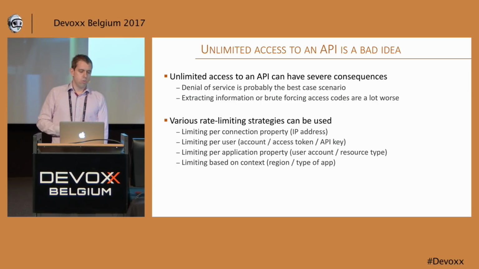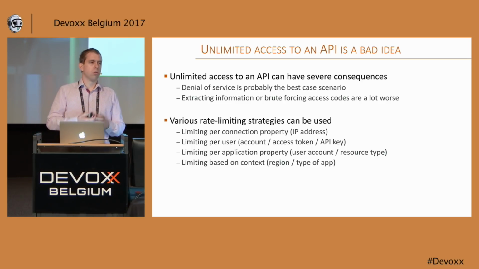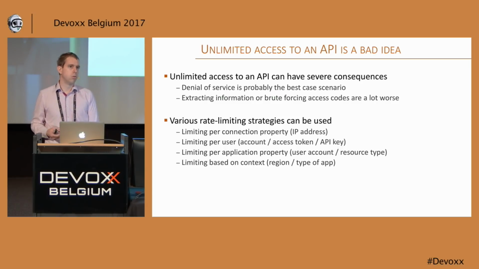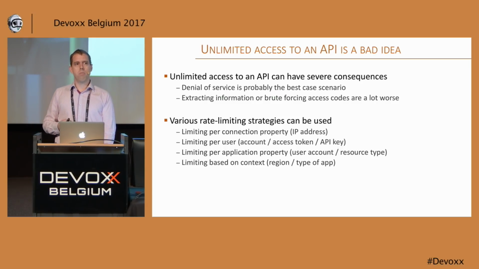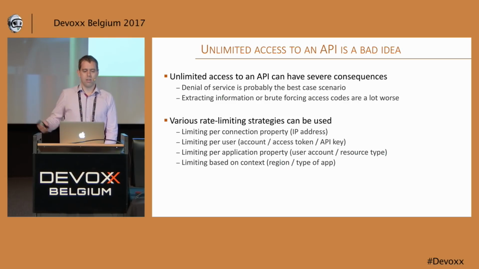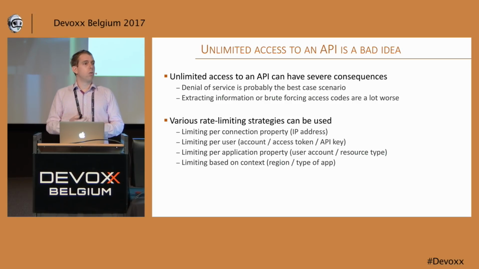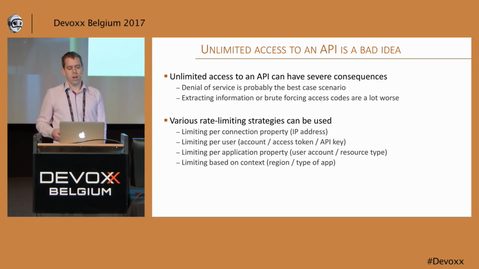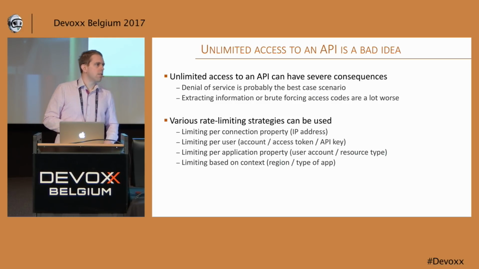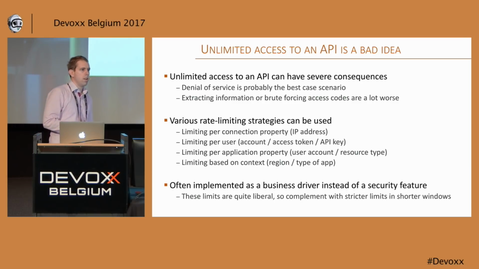There's a lot of strategies you can use. There's no one solution for every application. So you have rate limiting based on connection properties, for example, IP addresses, also per user account or per API key. Twitter does rate limiting based on API keys. Every application has a different API key, and based on that, they can decide to limit your access to the API. But you can also do it per user account or even per region if you have a lot of spread out customers, for example. And actually, a funny thing is, a lot of APIs already offer rate limiting in another form. They use it as a business driver to distinguish between subscriber models.